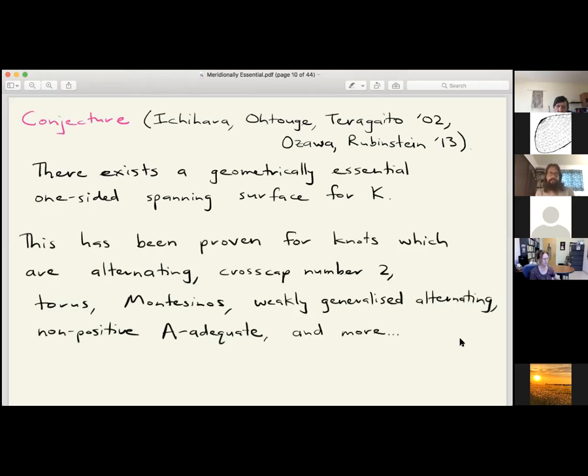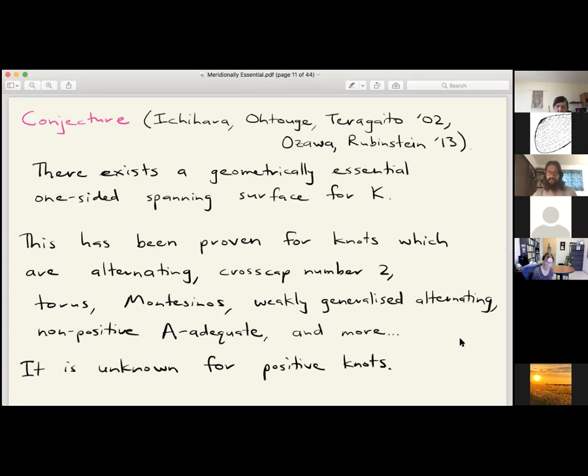And this one's still open. So it has been proven for a lot of knots. In particular, it's known for alternating knots, crosscap number 2, so they're knots that bound once punctured Klein bottles. It's true for torus knots, it's true for Montesinos knots, and a couple other classes there. But it's certainly not known for all knots, and maybe the outstanding open case at the moment is trying to prove this for positive knots.